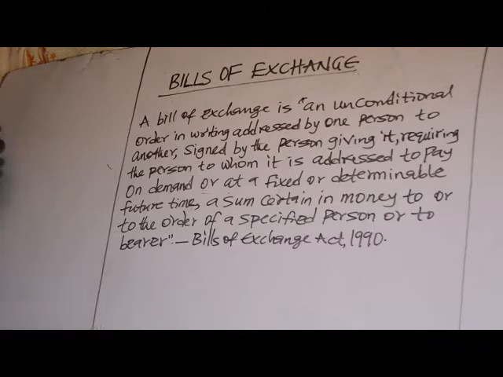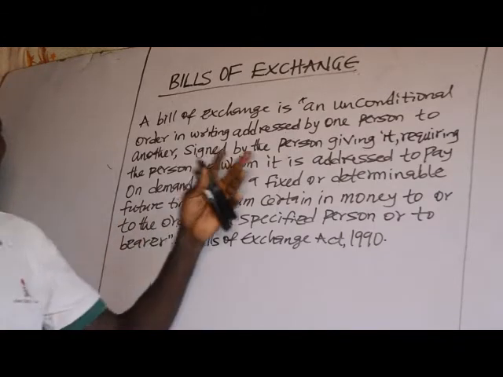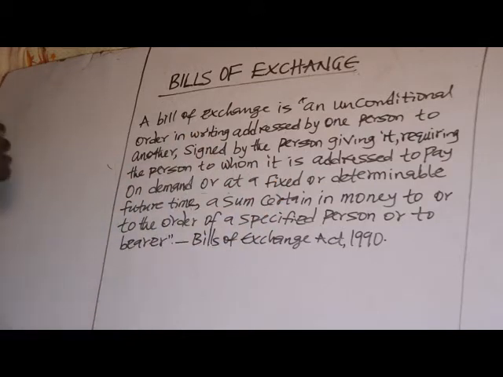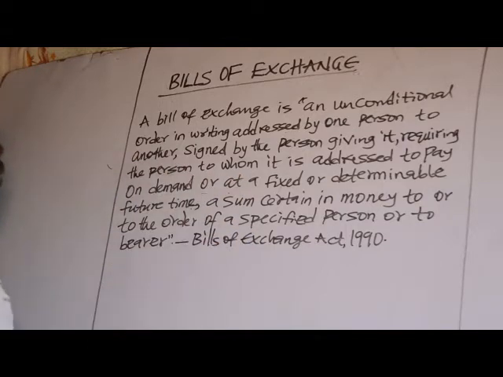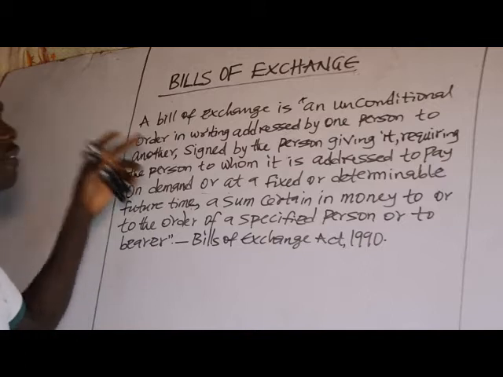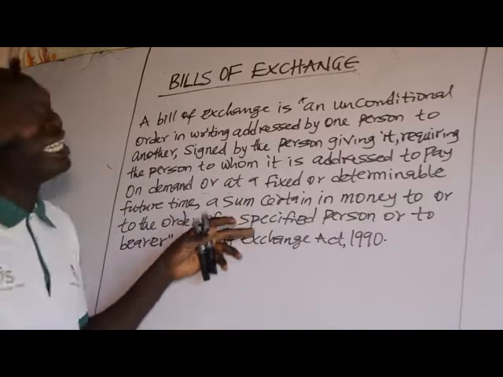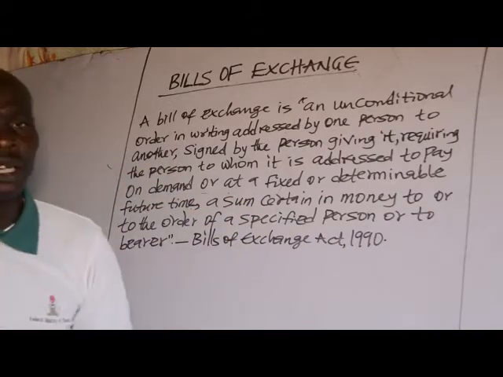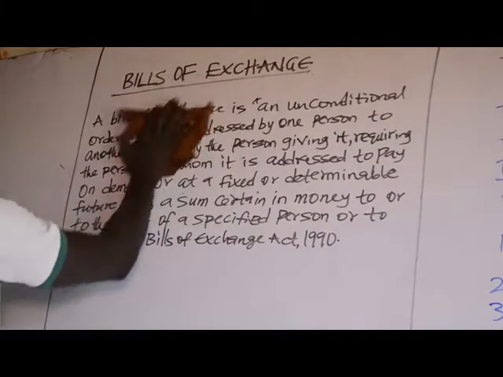A bill of exchange is an unconditional order in writing addressed by one person to another, signed by the person giving it, requiring the person to whom it is addressed to pay on demand or at a fixed or determinable future time a sum certain in money to, or to the order of, a specified person or to the bearer. That is the definition of bills of exchange according to the Bills of Exchange Act.